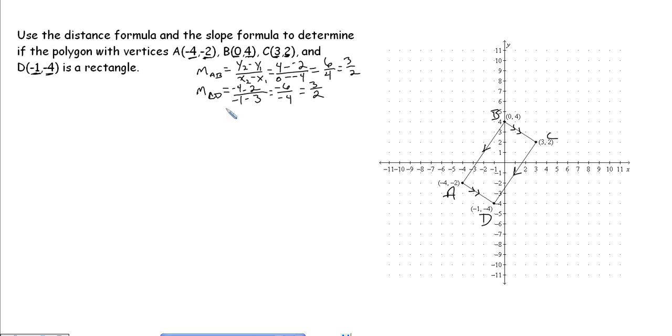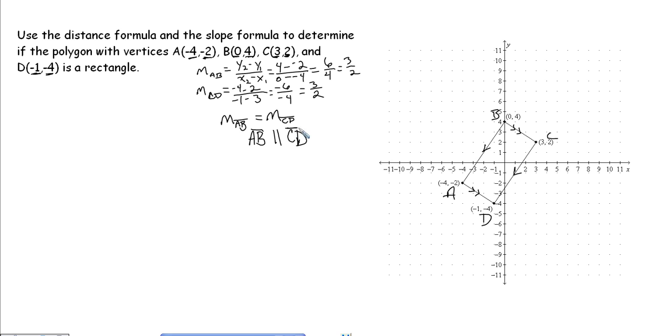So we know that the slope of line segment AB is congruent or equal to the slope of line segment CD. All right, we know those two lines are parallel now because they have the same slope. So line segment AB is parallel to line segment CD.